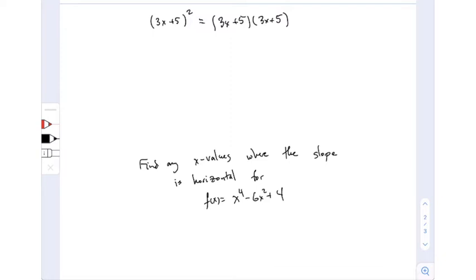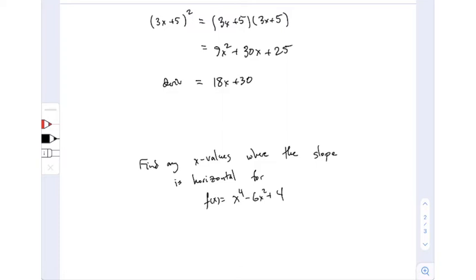Do the FOIL, all right? I get 9x squared plus, in the middle, 15, and then another 15, 30x, and on the end, 25, all right? Is this the answer? No, that's just the same as what I started with. You can tell because I used equal signs. That is equal to what I started with. Now I'm going to take the derivative. The derivative is 18x plus 30. I hope you got that.